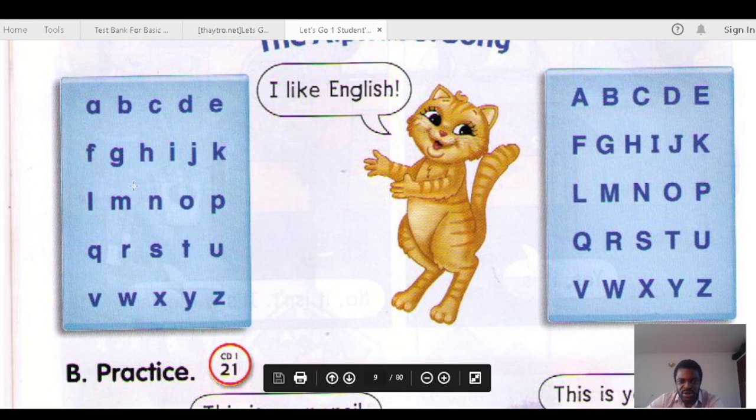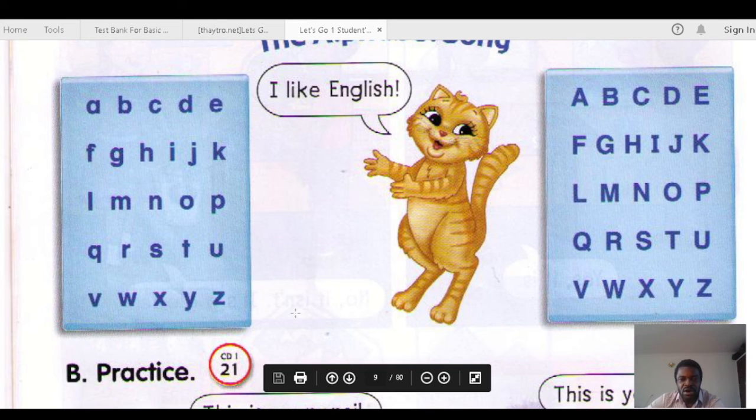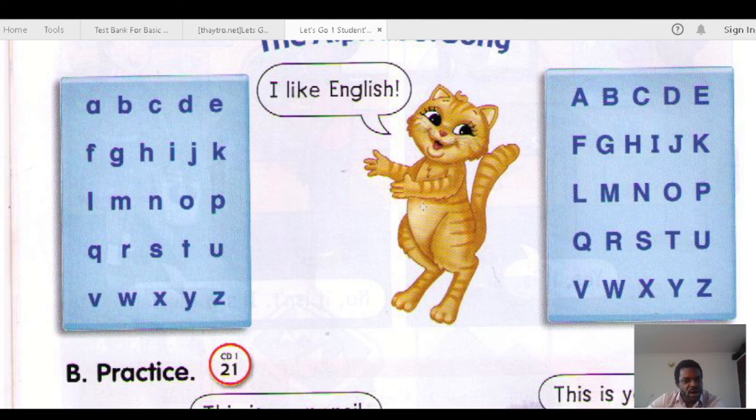Consonants. So you have 26 alphabets. We take away our 5 vowels. The remaining 21 are called consonants. We'll be using these words a lot in class, when we talk about consonants and vowels.